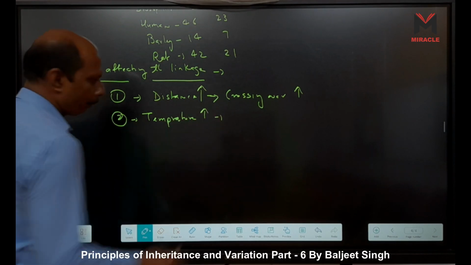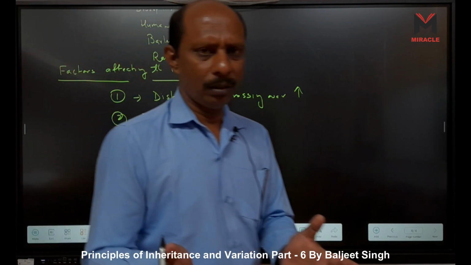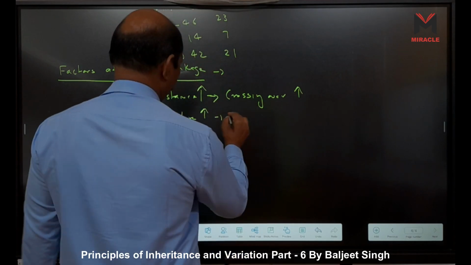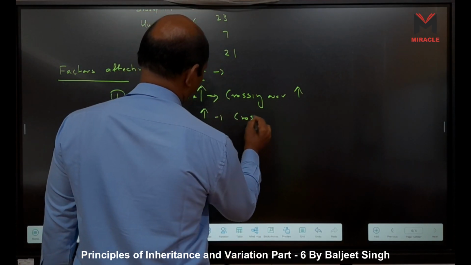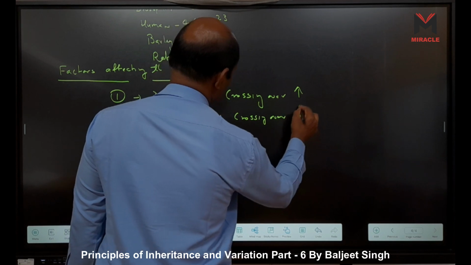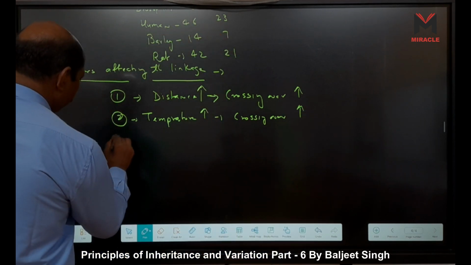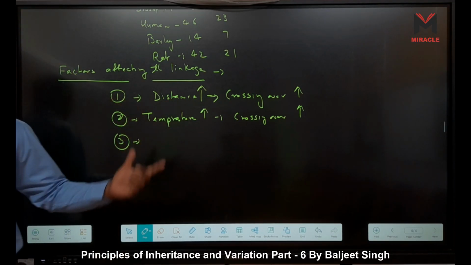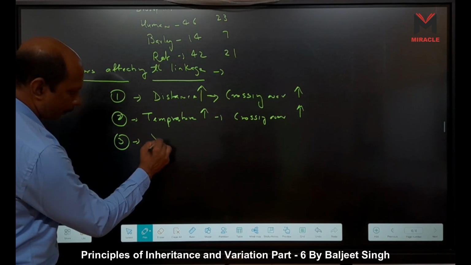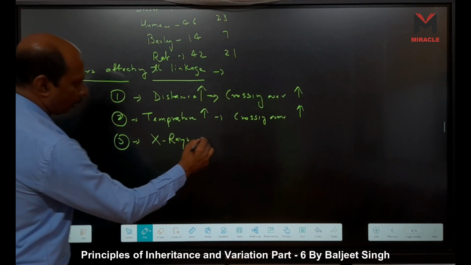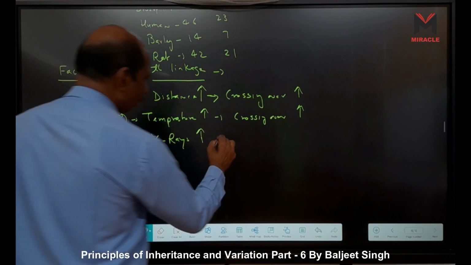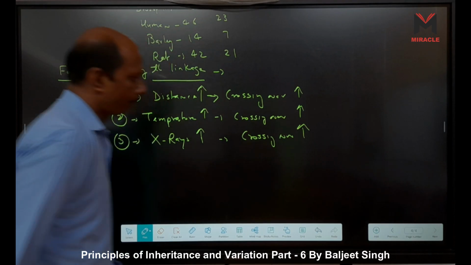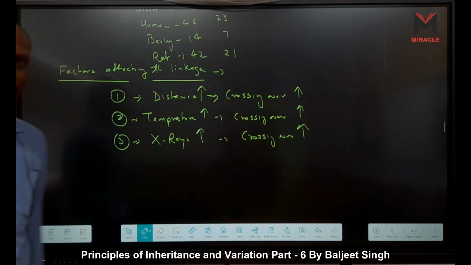Temperature increase. Simply in physics, temperature increase means distance also increases. So distance increase means crossing over is also increased, right? Third, after distance and temperature, now X-ray. If we give more X-ray, there is more chance of crossing over. Upper side means increase, right?